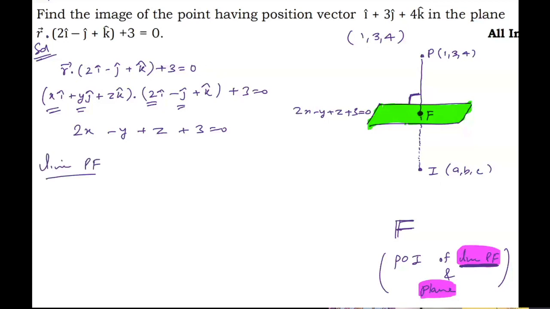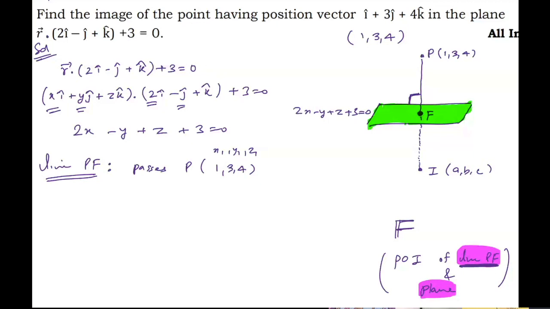Okay, beta, how to find line PF? Beta, whenever we find the equation of a line, we need a point through which the line is passing. So we have this line which is passing through point P, which is nothing but 1, 3, 4. Is this clear? This is nothing but x1, y1, z1. This is the point x1, y1, z1.